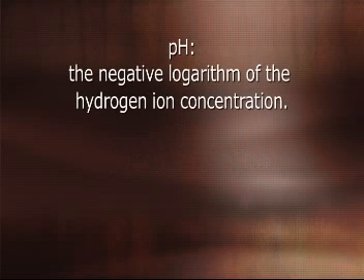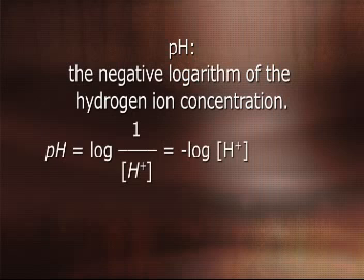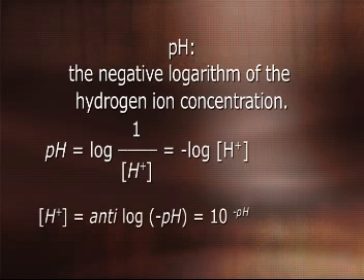pH is defined as the negative logarithm of the hydrogen ion concentration or hydronium ion concentration. It is mathematically expressed like this. The square bracket represents concentration in moles per liter. In order to calculate the hydrogen ion concentration of a solution from its pH, we can use this equation.